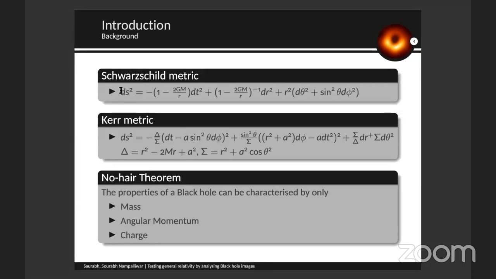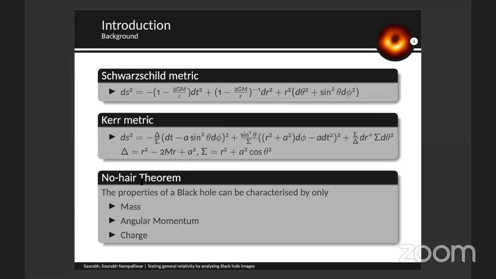Okay, so directly jumping on to the black hole space-times, here I have listed just two important space-times that we normally use. First is a very simple static and spherically symmetric black hole, which is the Schwarzschild metric, and the Kerr metric, which is a black hole describing a rotating space-time. So here a is actually called the spin parameter, where it describes how the black hole space-time is rotating, and it is actually proportional to angular momentum.